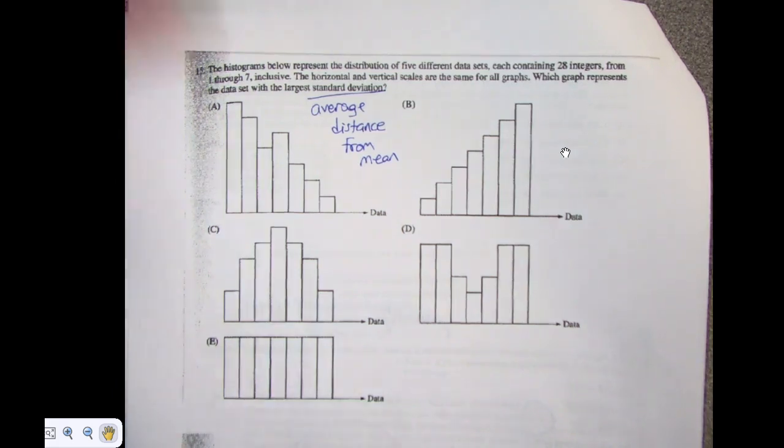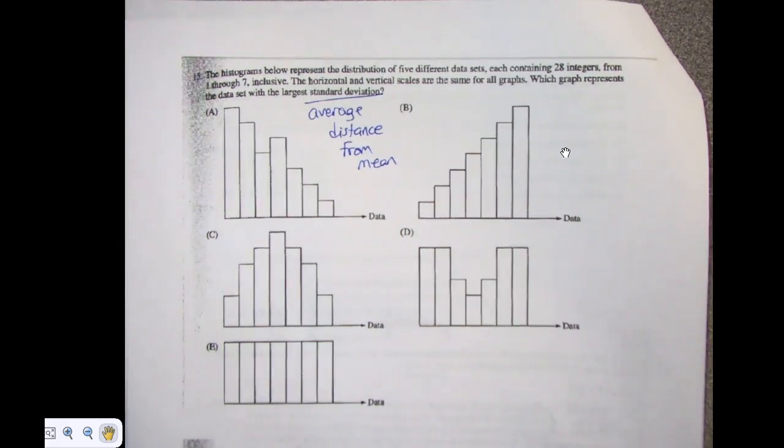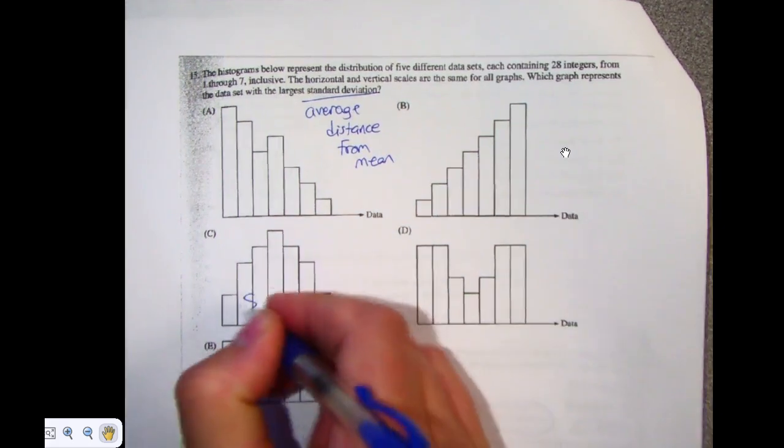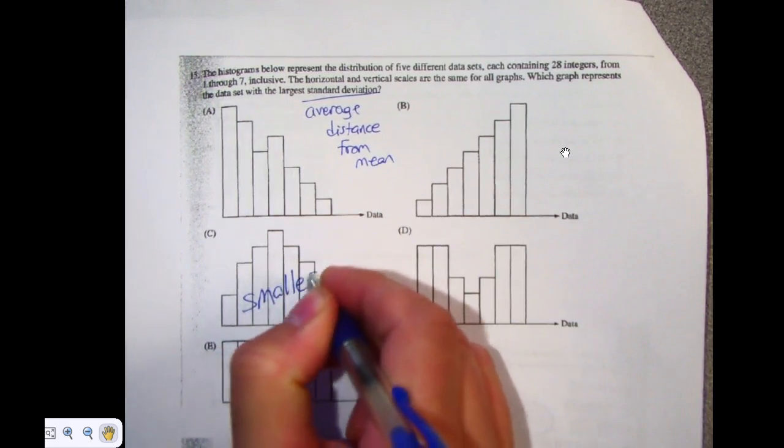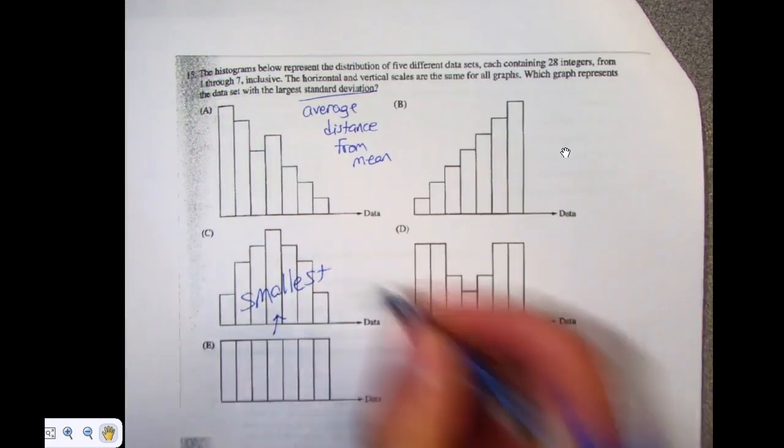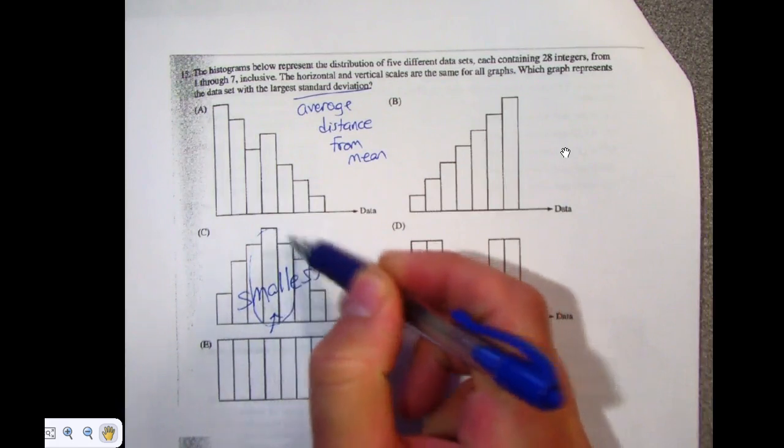Okay. This one here has the largest standard deviation. Standard deviation is the average distance from the mean. With a bunch of points clustered in the middle toward the mean, this one will be the smallest, because your mean is around there, and the majority of your points are also around there.